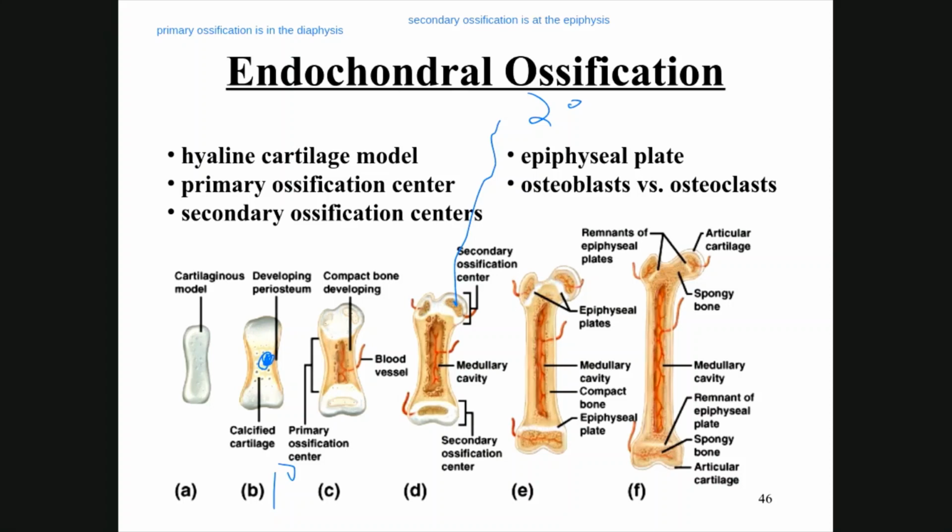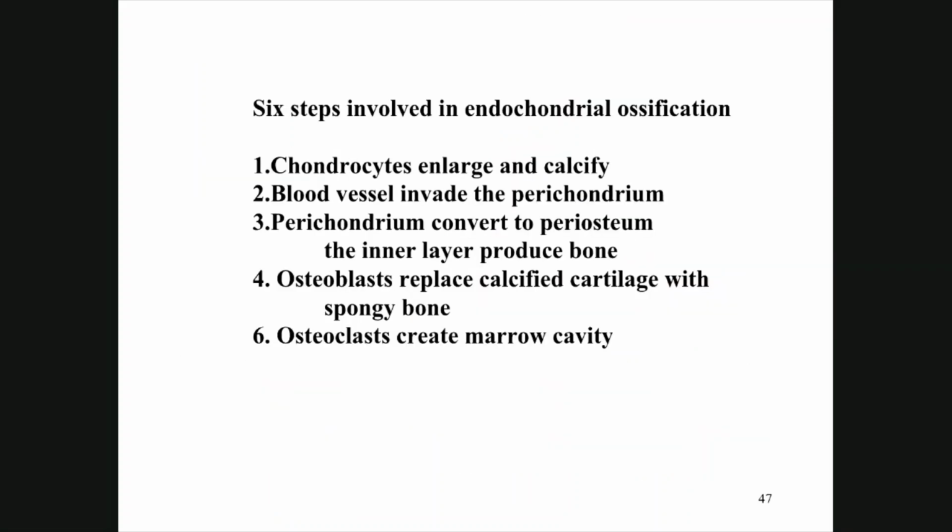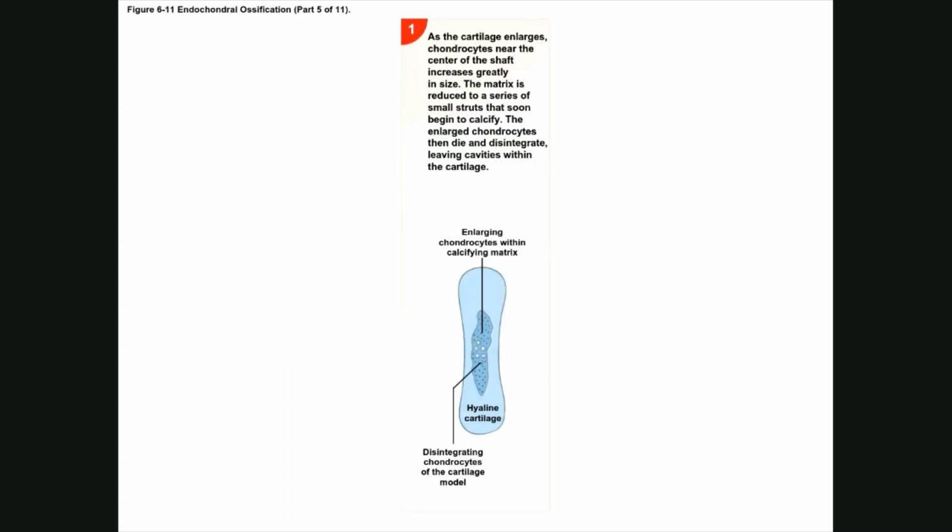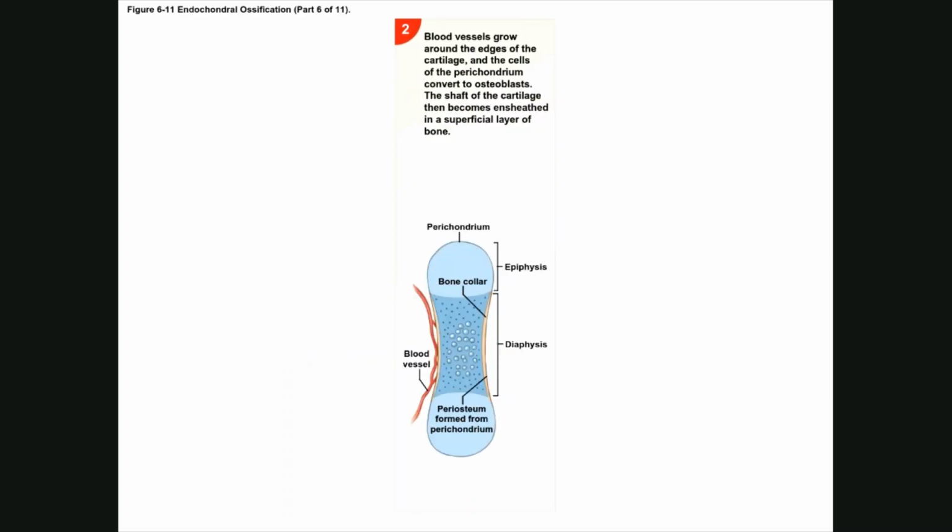So make sure you know that. And here are the steps involved in endochondral ossification. Chondrocytes enlarge and calcify, blood vessels enter, and the perichondrium is converted to periosteum, which forms the collar at the end. Osteoblasts lay down the bone, and then here you get osteoclasts that chew up the bone.